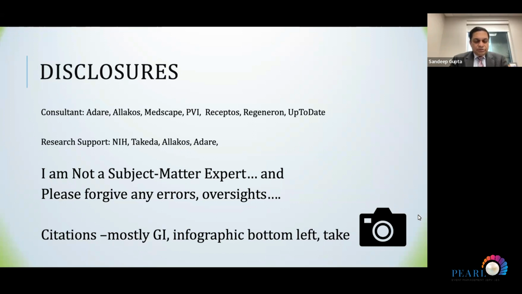Most of these papers are from GI journals and easily accessible. For infographics, which you will see in a few minutes, the citation is in the bottom left of the infographic. And please feel free to take photographs of slides if you wish.